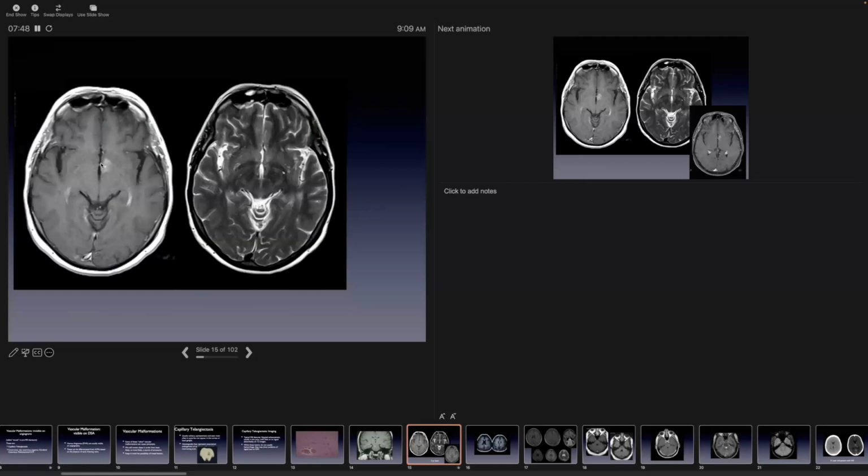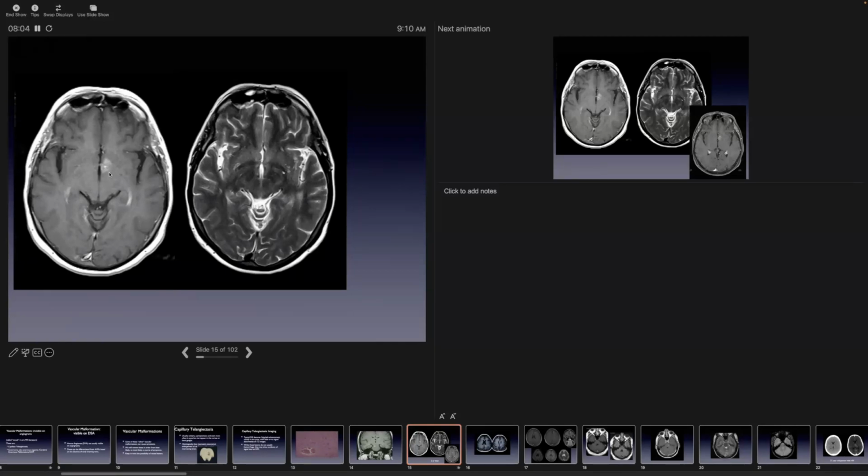Here's another one in a less common location. Here you can see, this is the one I just showed you. You can see there's a little bit of a prominent vein associated with this. So this is probably a mixed lesion of capillary telangiectasia and a developmental venous anomaly.